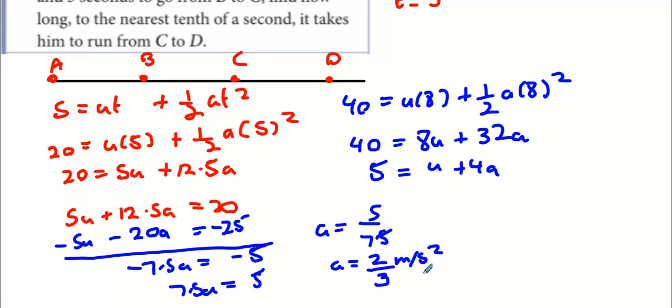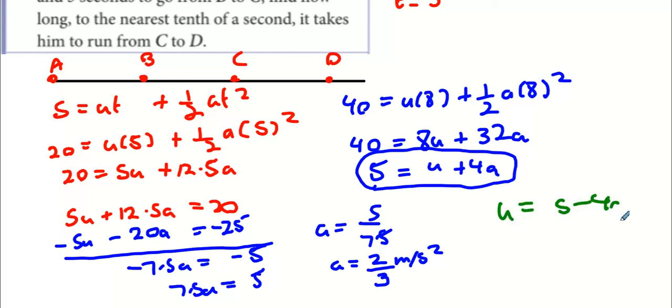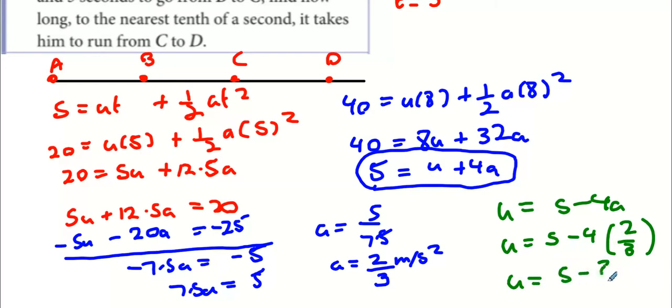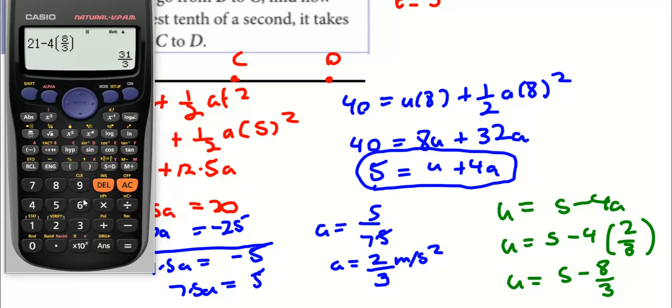Okay. Need to find the U value next. I use this formula up here because it looks relatively easy. U equals 5 take away 4A. U equals 5 minus 4 times 2 over 3. U equals 5 take away 8 over 3. That should be 7 over 3, but look, it's morning time, so I'll make sure. 7 over 3.